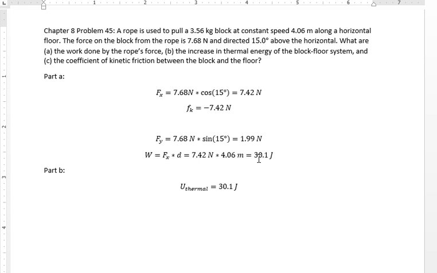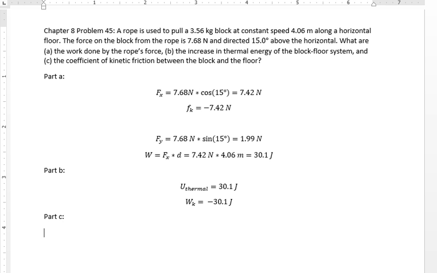So this is the energy that leaves the system to the environment. Out of the kinetic system, the work done by friction is going to be minus 30.1 joules. That energy is lost to the environment and becomes thermal energy. And so because it's lost to the environment, it's positive in the environment and increases the thermal energy by 30.1 joules.